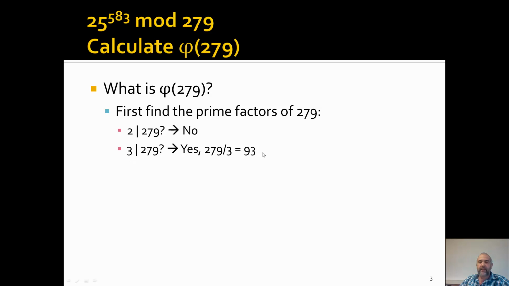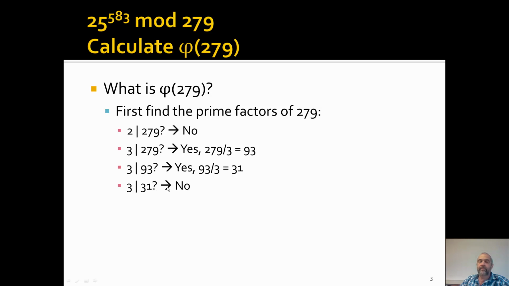If you find a division like this, you always have to check it again. So you have to check again, is this 93 divisible by 3? Of course you don't have to check 2 again, but you have to check, is there another 3 in it? And yes, there is. We can still divide by 3. And then we get 31.